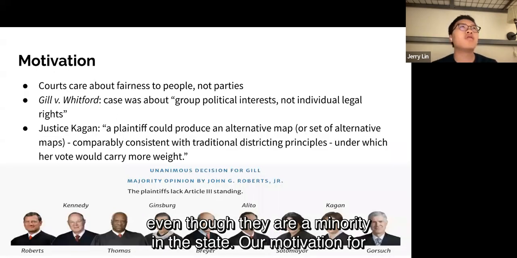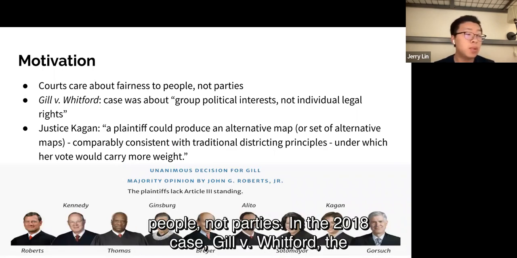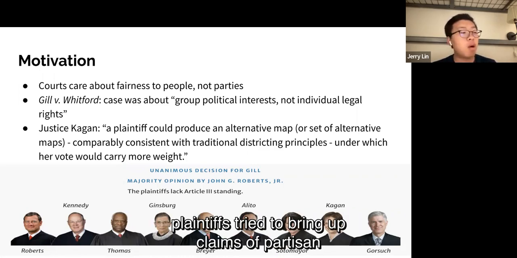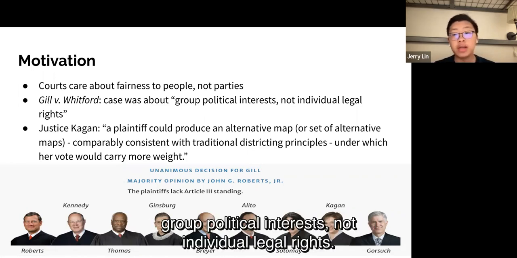Our motivation for the framework we use is because courts care about fairness to people, not parties. In the 2018 case Gill v. Whitford, the plaintiffs tried to bring up claims of partisan gerrymandering, but the justices ruled that the case was about group political interests, not individual legal rights.